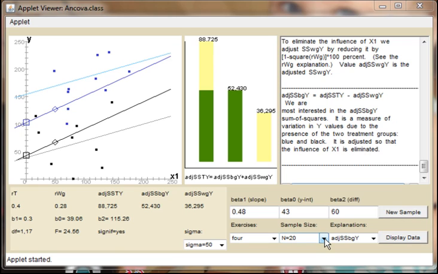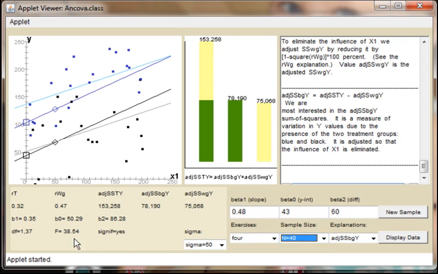Here the user can change the sample size, and notice that increasing the sample size tends to increase model significance, and we can also observe that it decreases the type 2 error.